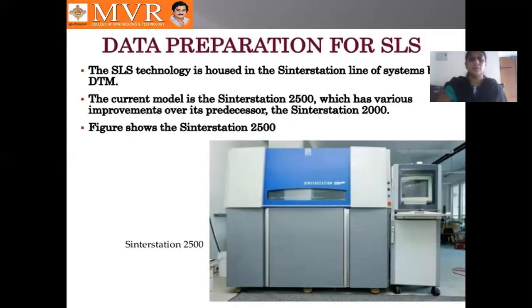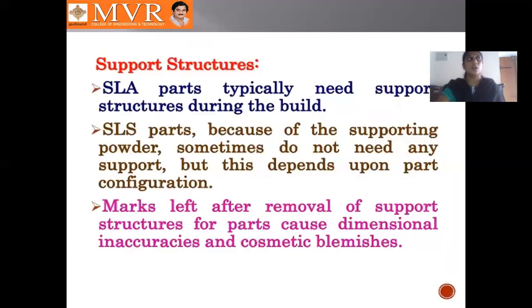The SLS technology is housed in the Sinterstation lineup of systems by DTM. The current model is the Sinterstation 2500, which has various improvements over its predecessor. And there are also different types of STL files and support structures. SLA parts typically need support structures during the build.